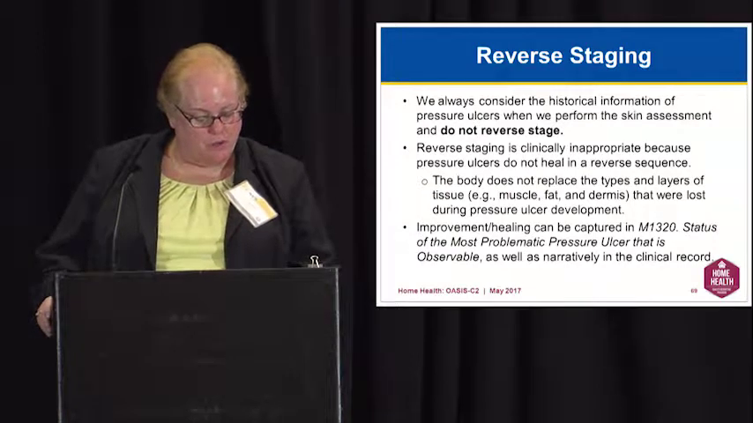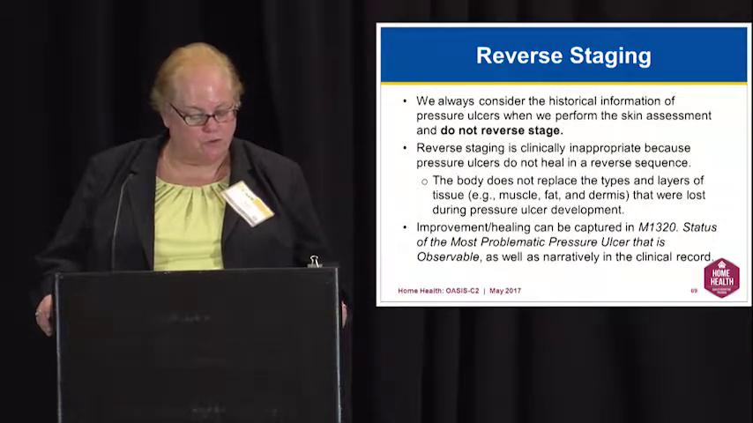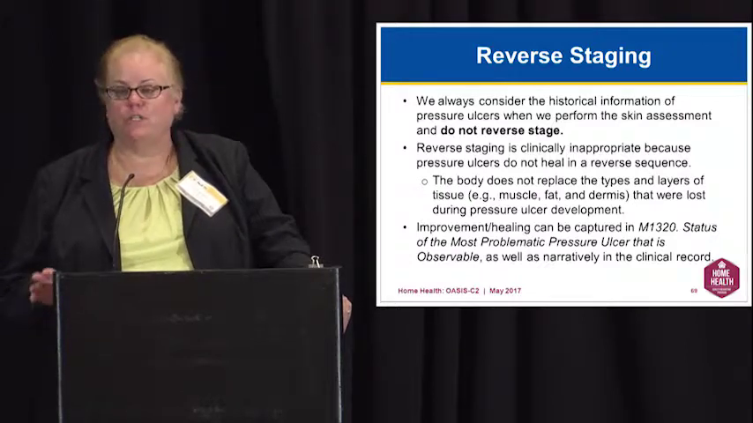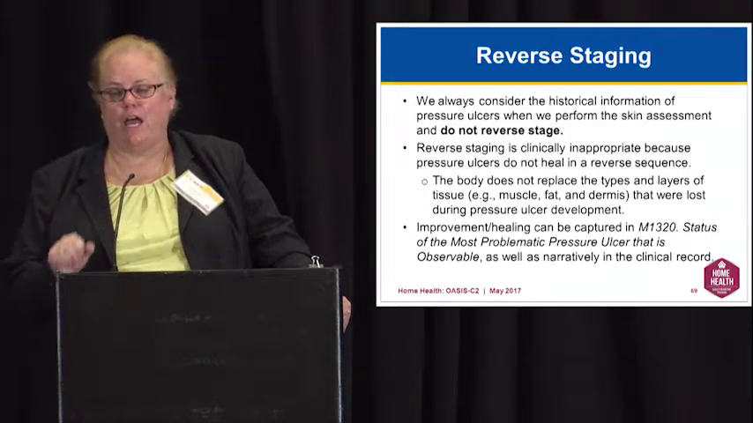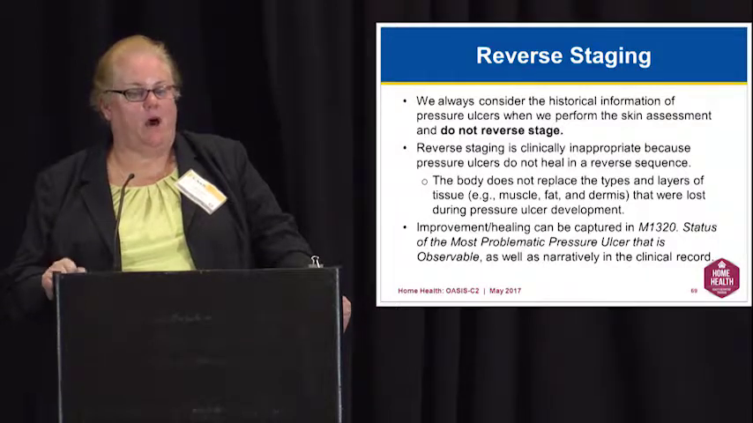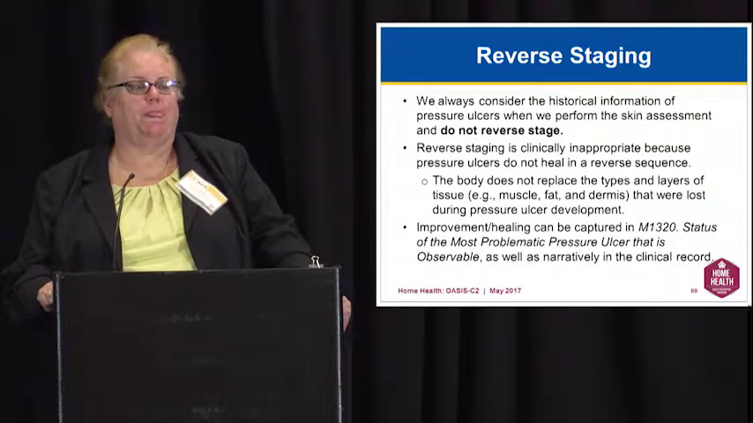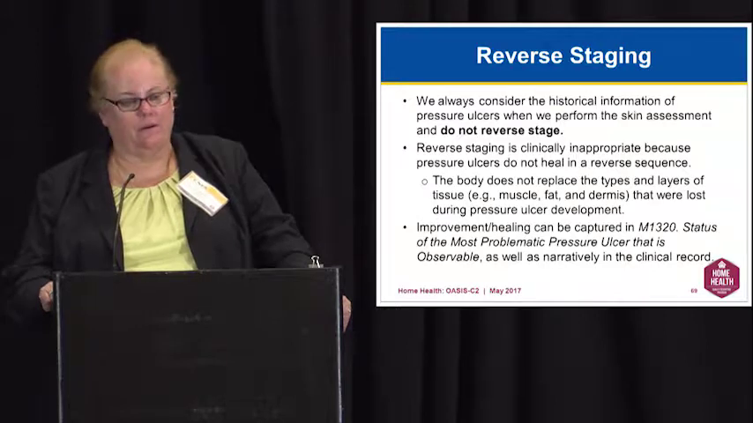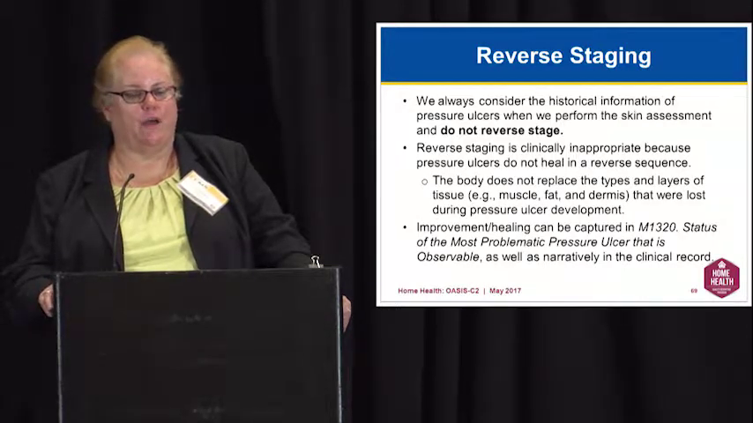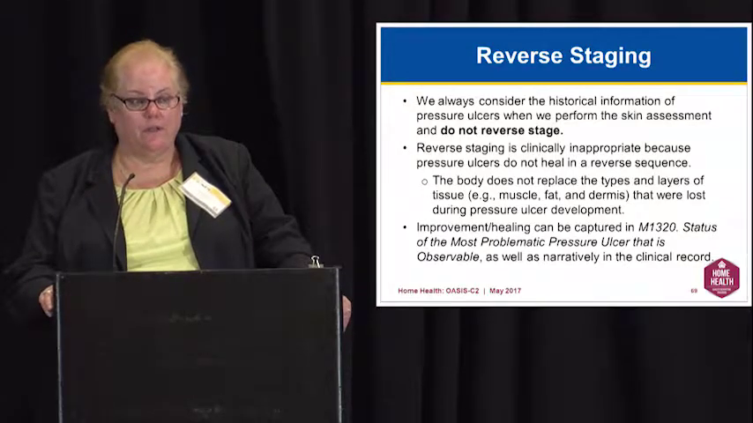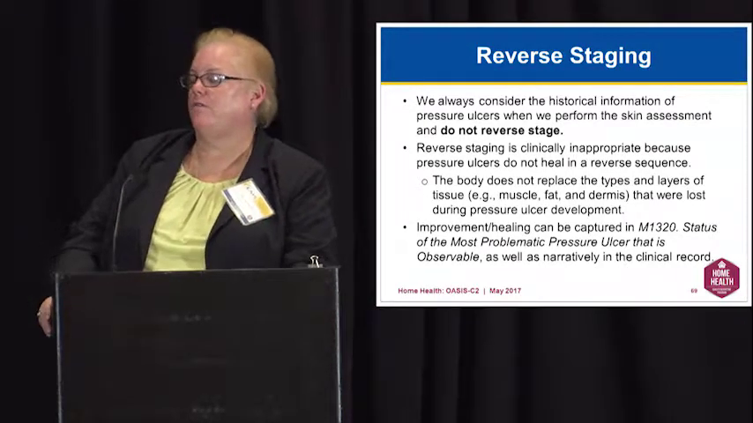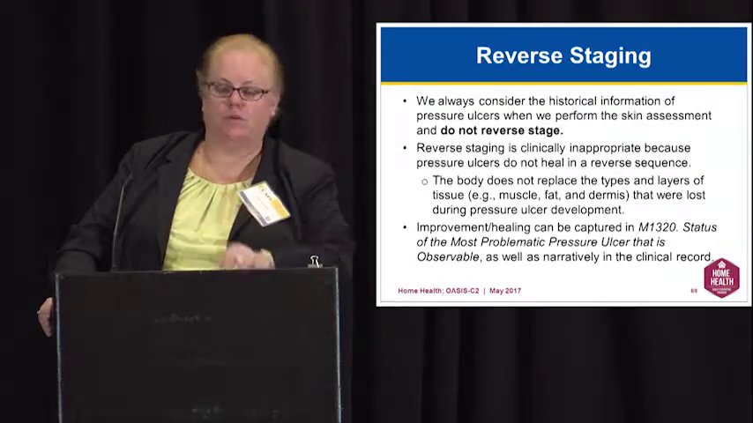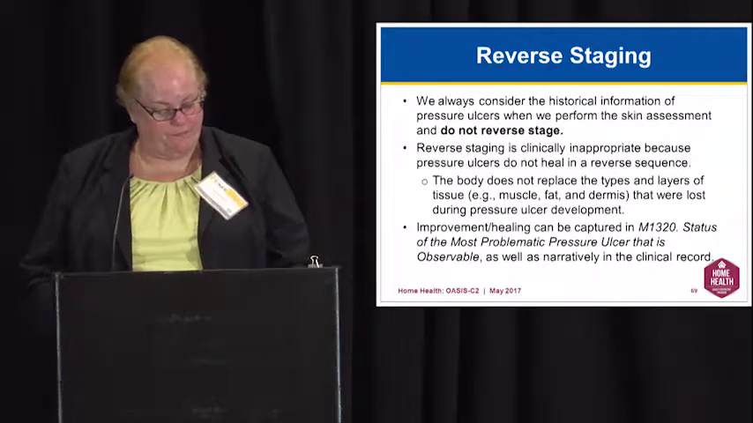So reverse staging: we always consider the historical information on the pressure ulcer. When we perform the skin assessment, we don't reverse stage. Again, I challenge you. How many of your staff members, if they went out and assessed someone with a wound that appeared to be a stage 2, would quote it as a stage 2 and not even bother to look at what the original staging of that was? Do that gut check yourself, because I think that is an opportunity for you to go back to your organizations and check that out.